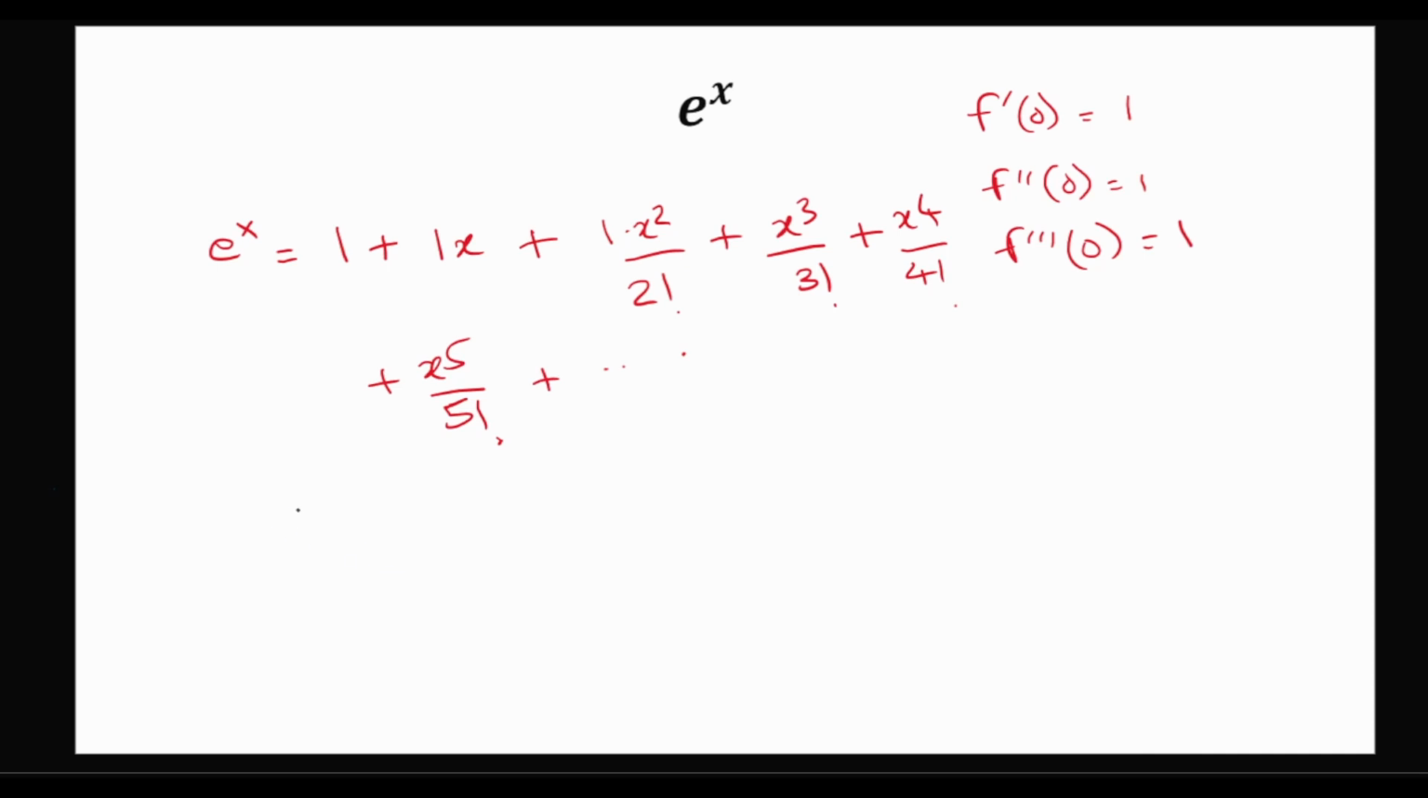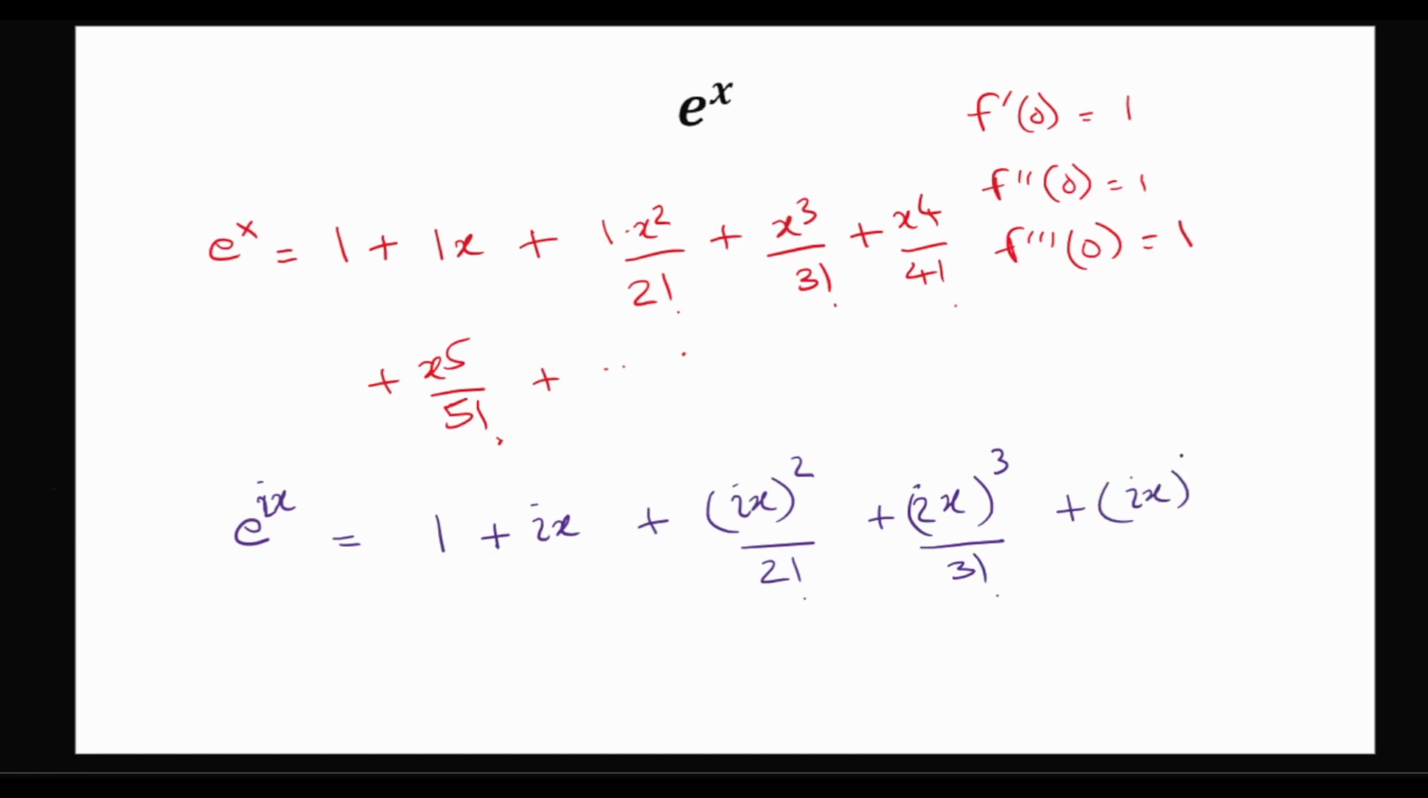Now what if I replace e to the x with e to the iota x? Then we can write it as 1 plus iota x plus (iota x) square over 2 factorial plus (iota x) to the power 3 divided by 3 factorial plus (iota x) to the power 4 divided by 4 factorial plus (iota x) to the power 5 divided by 5 factorial.